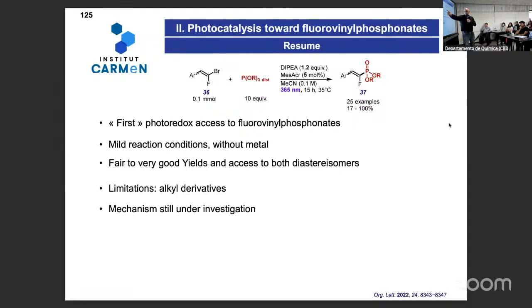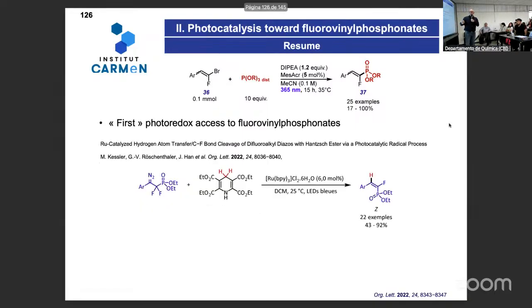I put it like that because the same year, in the same volume of Organic Letters, we find this reaction, which is also a photocatalytic reaction to get access to fluorovinyl phosphonate. So it's not the first. It was the two first reactions to get access to the fluorovinyl phosphonate by photocatalysis.